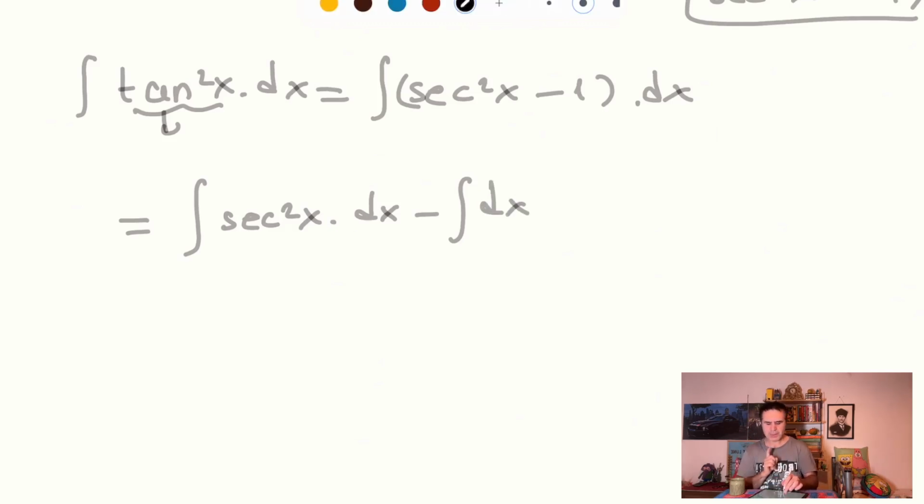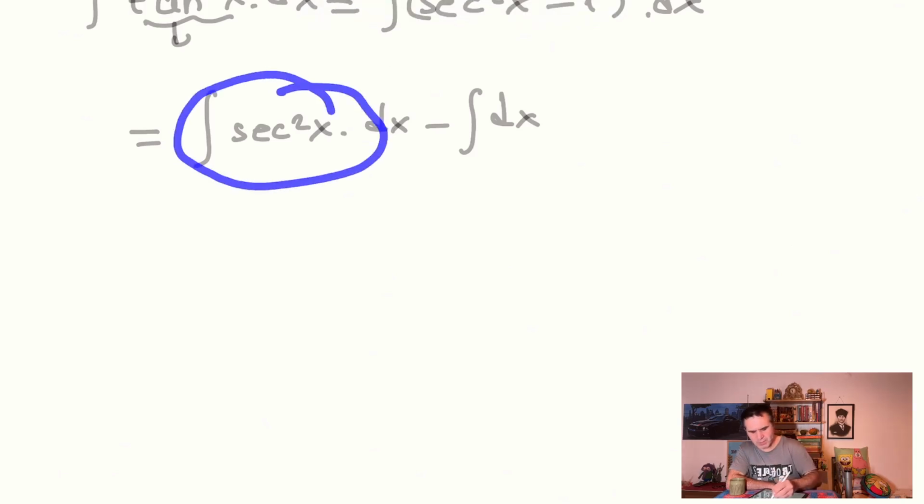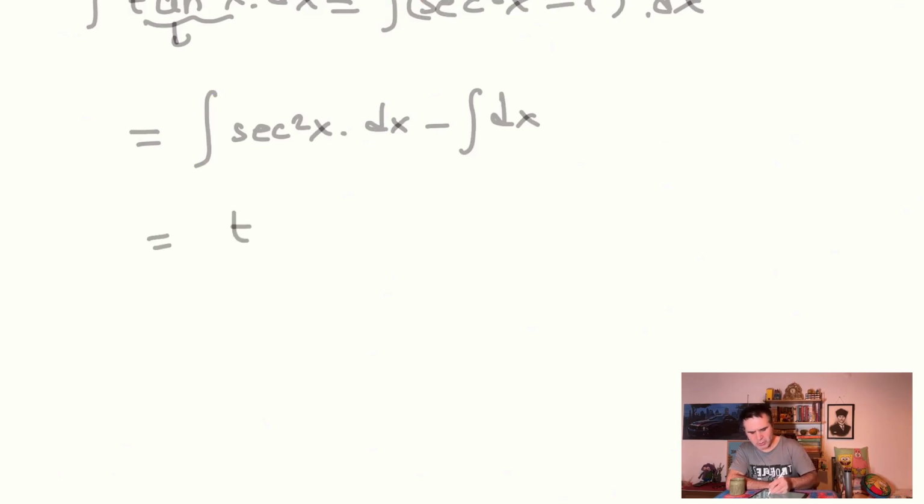Okay. Since secant square of x is the derivative of tangent x, the integral will be equal to tangent x, and integral of dx is x, so the integral becomes tangent x minus x. And since this integral is an indefinite integral, we add a constant c.